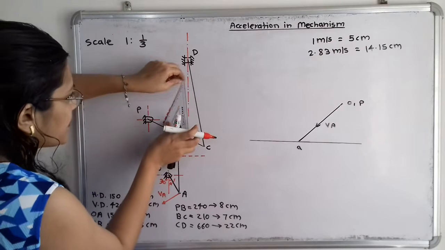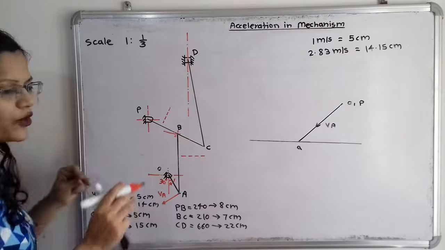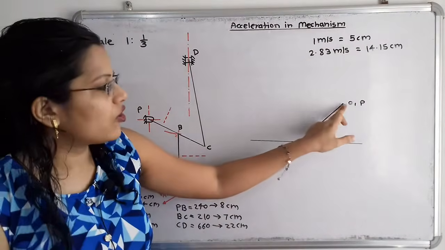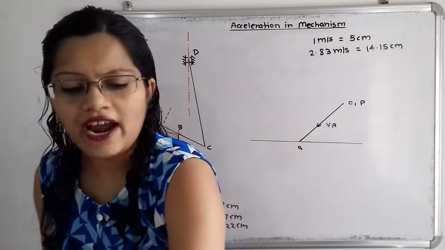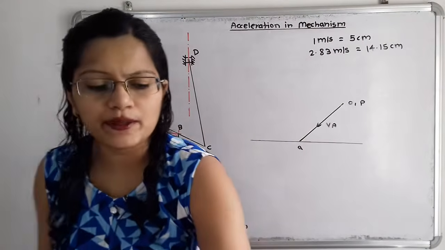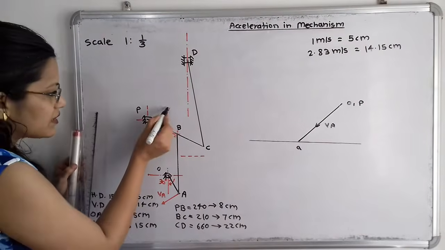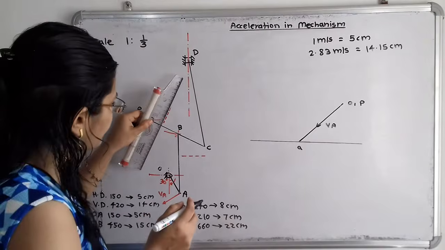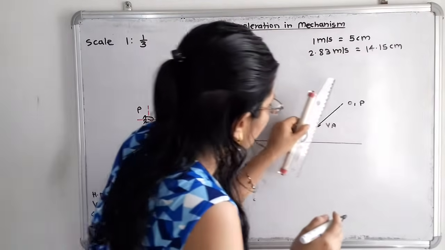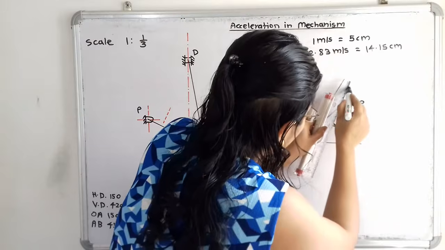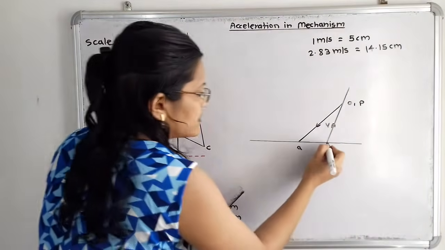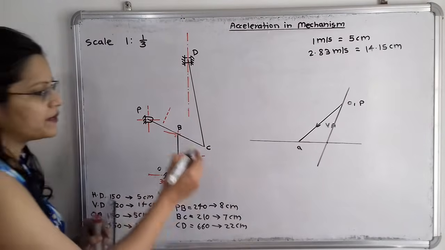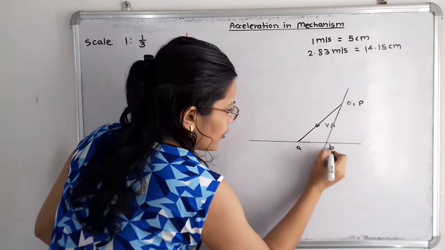So for this link PB, one point is P and the other point is B. Point B is unknown, but point P we have already located. Now we have to draw the line passing through point P but parallel to this construction line. So I will draw one parallel line passing through this point P. Here is the point of intersection, and this point of intersection is nothing but the point B. So I will say this is the point B.